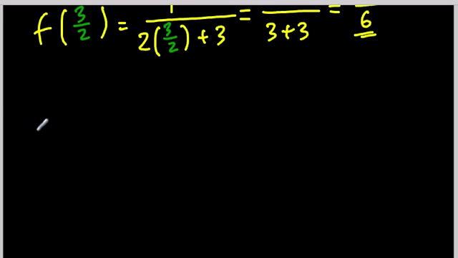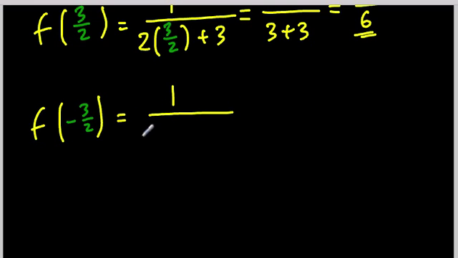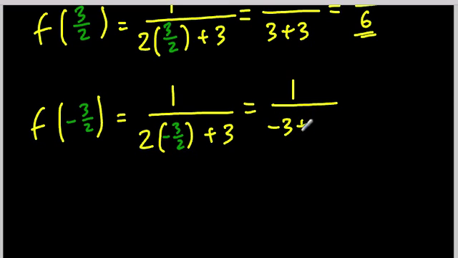Finally, let's do our last example where the input is going to be negative 3 over 2. Let's see how that works. So it's 1 over 2 times the input plus 3, and our input is going to be negative 3 over 2. And 2 times 1.5 is 3, so 2 times negative 1.5 is going to be negative 3. So 1 over negative 3 plus 3. And negative 3 plus 3 is simply 0. So we have 1 over 0.